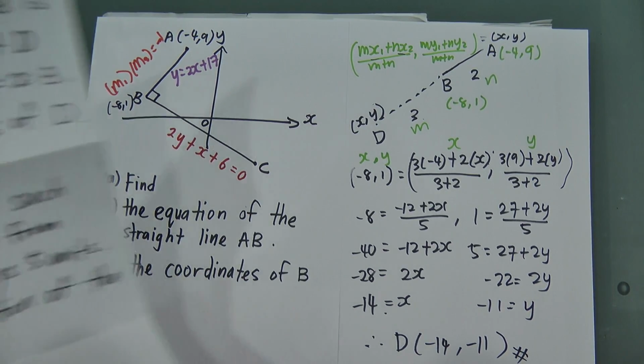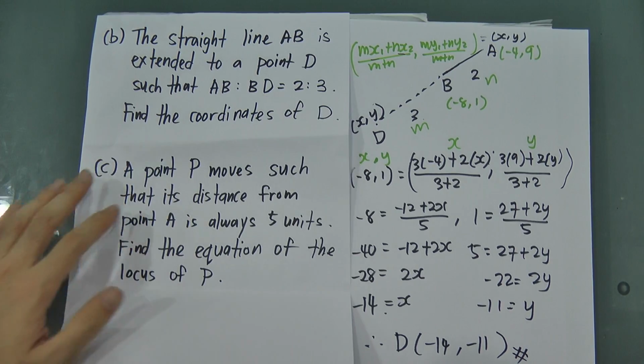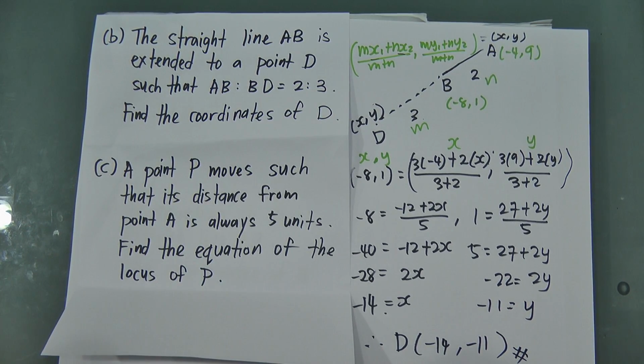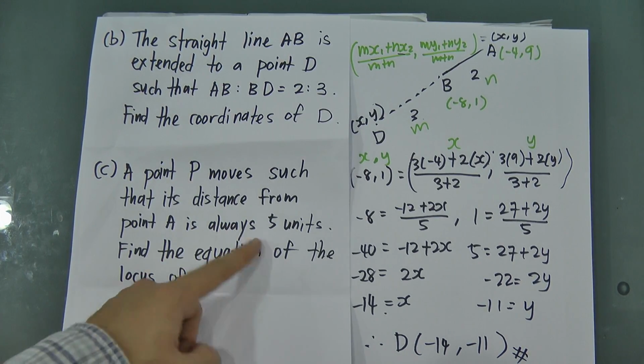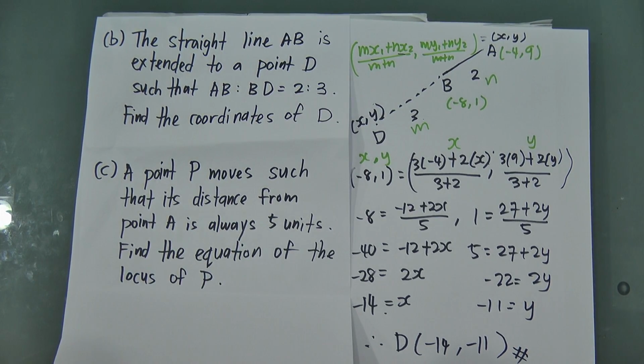Alright, and we're going to go to the last part, which is C. Okay, he said point P moves such that the distance from the point A is always 5 units. Find the equation of the locus.